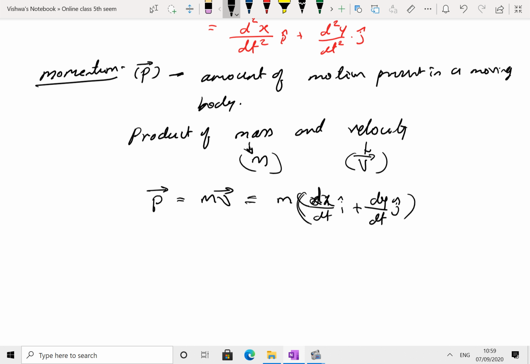So these are all the basic requirements for this first unit, conservation of momentum. Conservation of momentum depends completely on this momentum concept. So in the next video we will start with conservation of linear momentum. Thank you for watching this video.